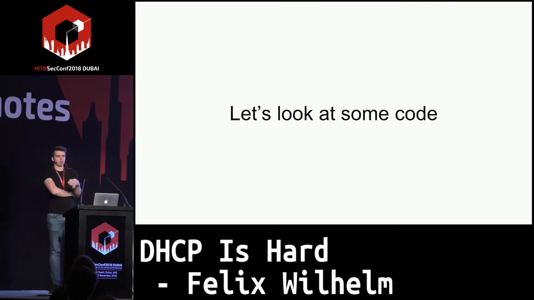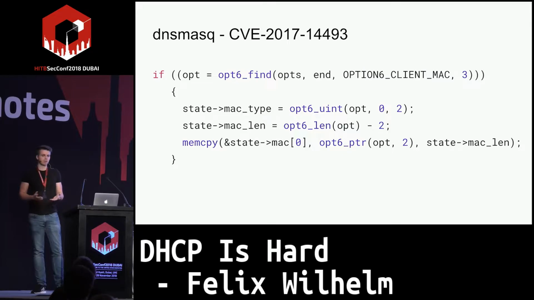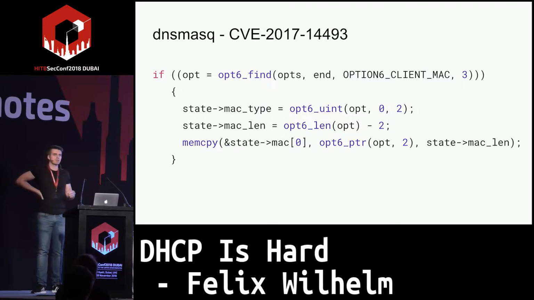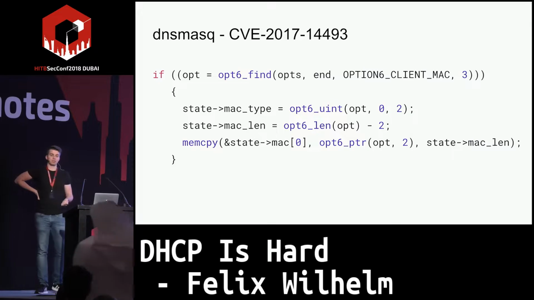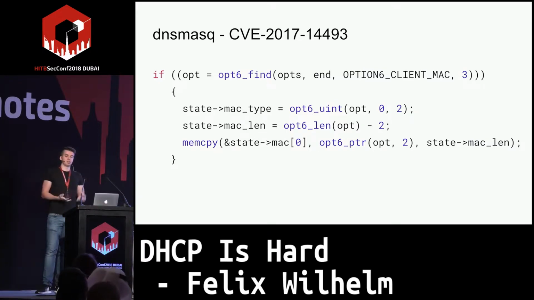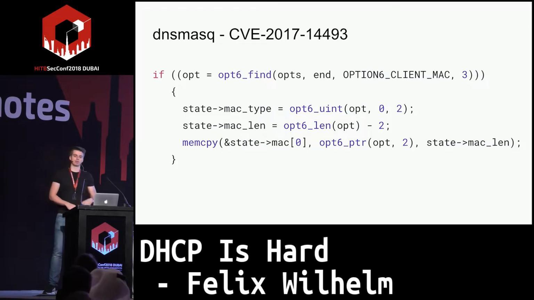So that was the quick introduction to DHCP. Let's look at some code. The first thing we want to look at is dnsmasq. dnsmasq is a surprisingly popular small embedded DNS and DHCP server, and it's used in a lot of places you wouldn't really think of. In a lot of cheap home routers or embedded devices, dnsmasq is actually used for DNS and DHCP. So depending on the quality of your home router, dnsmasq might actually be used in your local Wi-Fi to provide you with a DNS and DHCP implementation.